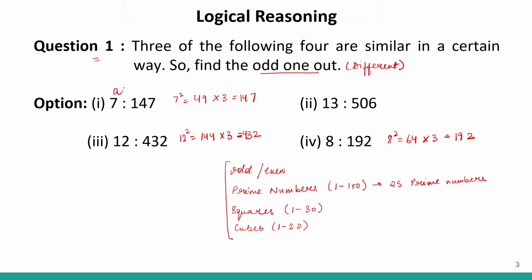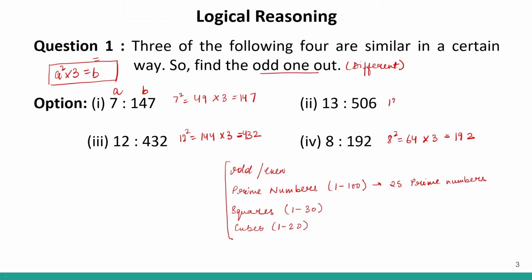Let's say if this is A and this is B, what is happening? Basically, we are squaring A and we are multiplying it by 3 to get B. Correct? This is the logic that is being followed in options number 1, 3 and 4. Now let us check for option number 2.